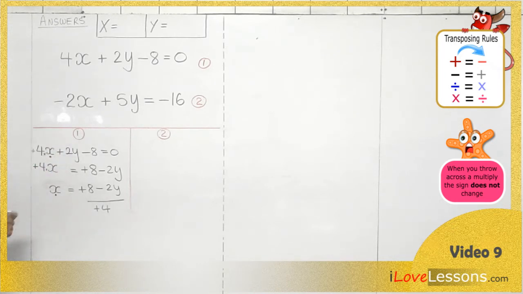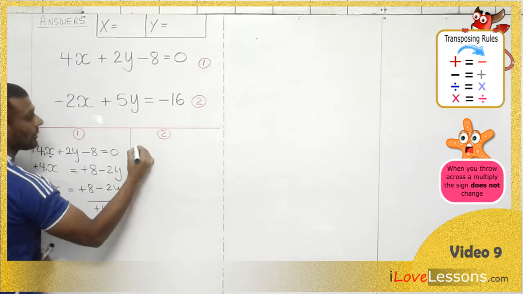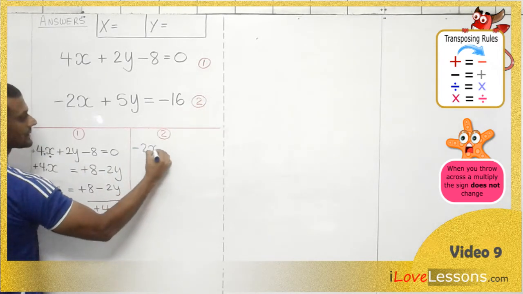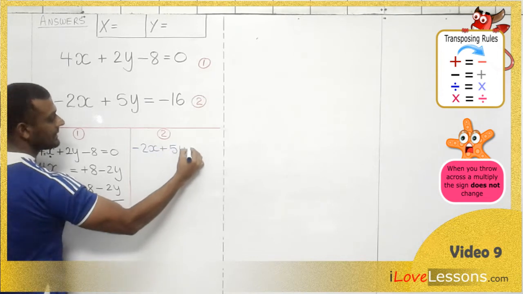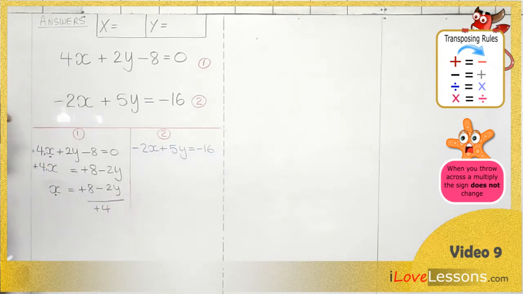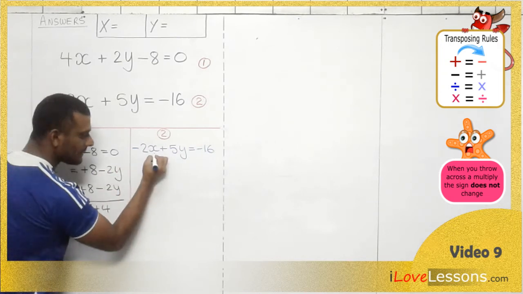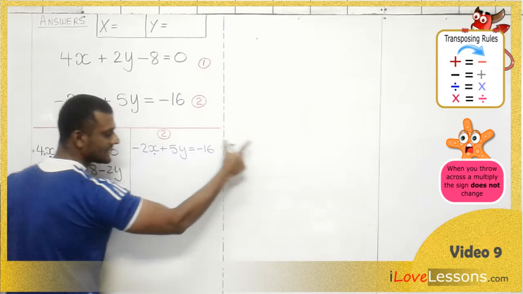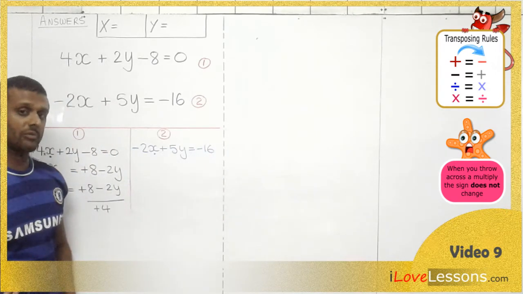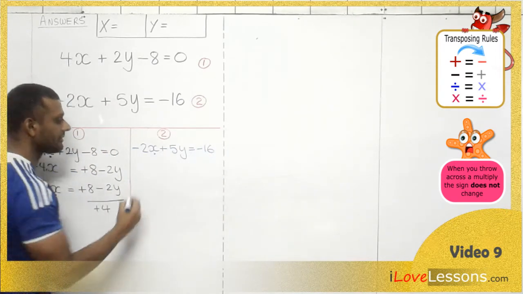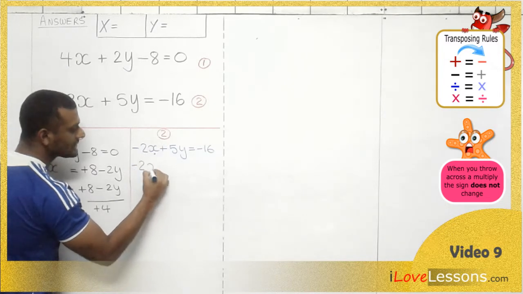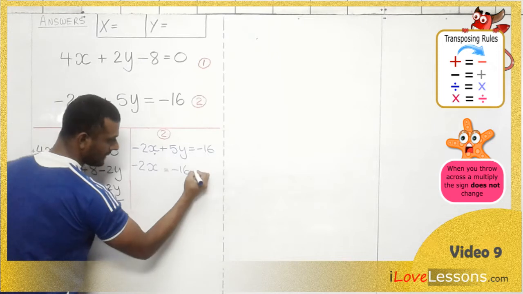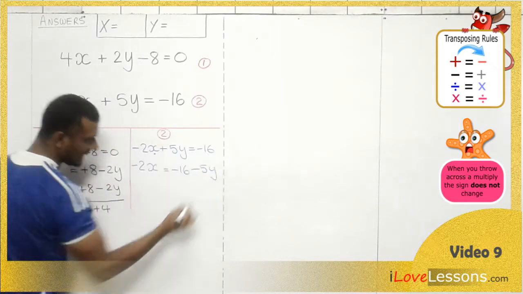Let's go to the second equation and we're going to make x the subject also. So I'm going to write back the second equation here: minus 2x plus 5y equals minus 16. We're going to make x the subject, which means the positive 5y, we're going to throw it across first. So throw across positive 5y, we get minus 5y. So we have minus 2x is equal to minus 16 minus 5y.